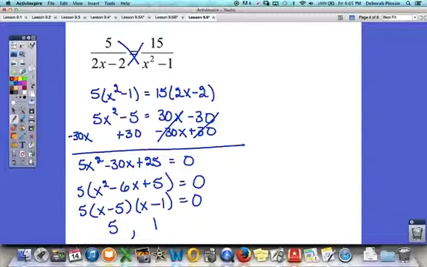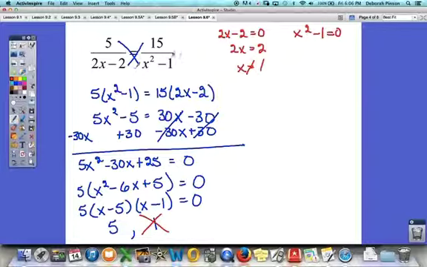Now, before I'm finished, I need to check my restrictions. So I need to set each of the denominators equal to 0 and solve. I'm going to actually write these down versus doing it in my head because I think I'm going to have more of them. So I'm going to move the 2 over, divide by 2. So x equals 1 is a restriction. Okay, I got to throw that one out because 1 is an answer, but it's also a value x cannot equal. So I've got to get rid of it. It's called an extraneous solution. I've got to check those restrictions for them.